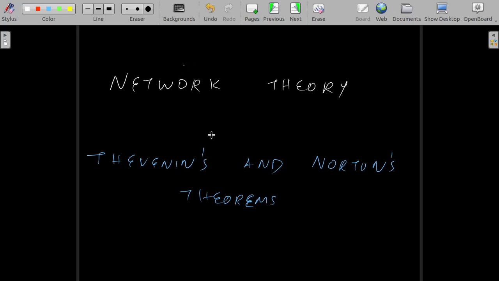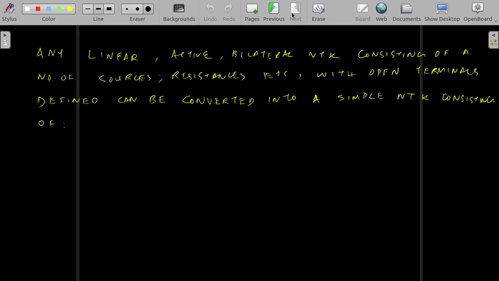In this lecture, we will be talking about Thevenin's and Norton's theorem. The premise or starting point of both Thevenin's theorem and Norton's theorem are the same. It is about representing a network. So what should be the nature of the network? It should be linear, active, and bilateral, and it should have some sort of sources and loads.